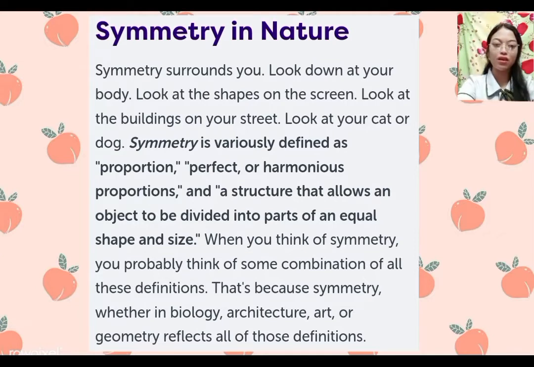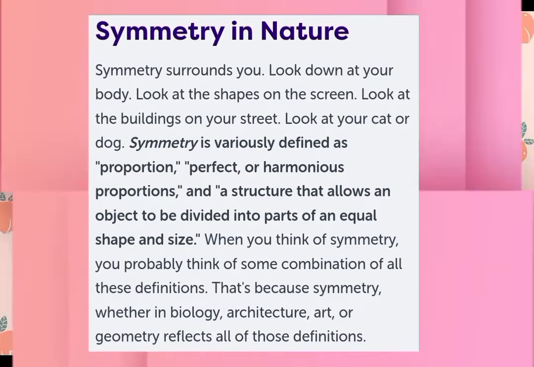Symmetry is variously defined as proportion, perfect or harmonious proportions, and structures that allow an object to be divided into parts of an equal shape and size. When you think of symmetry, you probably think of some combination of all these definitions. That's because symmetry, whether in biology, architecture, art, or geometry, reflects all of these definitions.